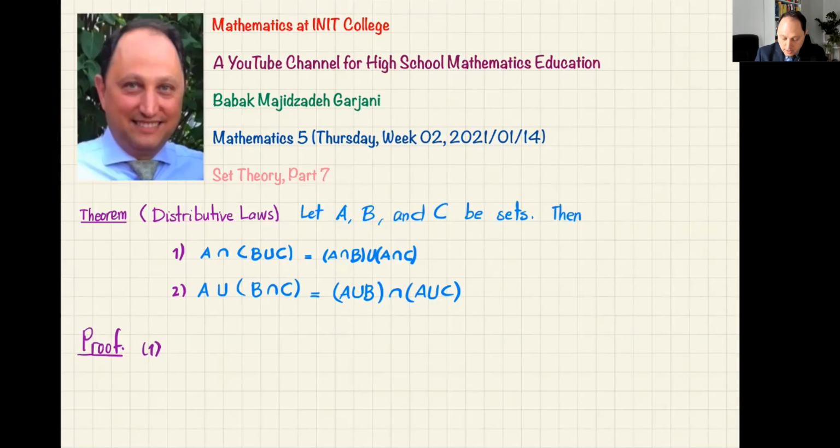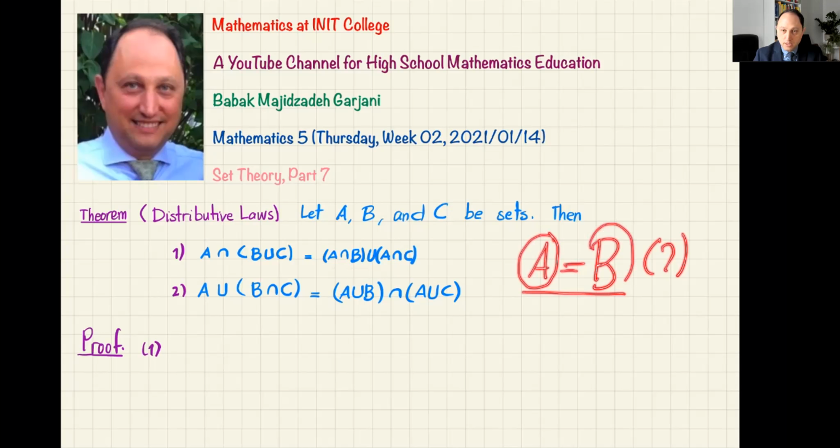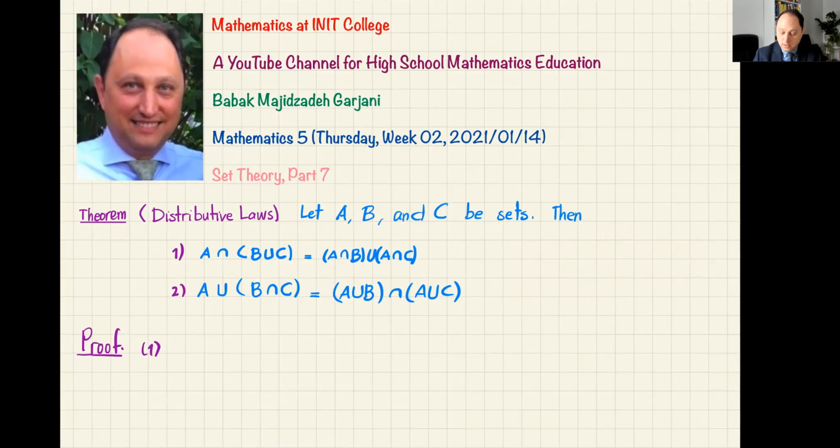Here I am claiming that I don't know anything about these 3 sets. They can be any 3 sets, but I am claiming for any 3 sets, the left-hand side, which is a set, is equal to the right-hand side, which is also a set. So these 2 sets, I am claiming that these 2 sets are equal. So do you remember, if I ask you, show that these 2 sets are equal, what you need to do is to show that whatever is an element of A is also an element of B and the other way around. And this means that A is equal to B. So here I want to show that these 2 sets are equal.